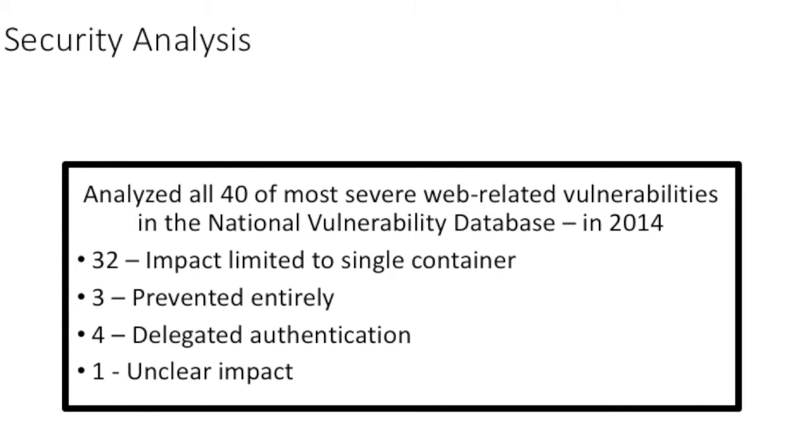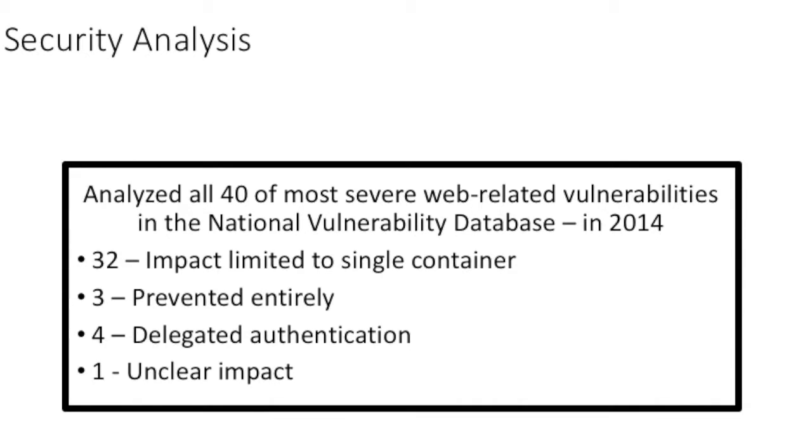To understand security, we looked at the 2014 National Vulnerability Database, which tracks software vulnerabilities. And we looked at all 40 of the server-side web software vulnerabilities that were assigned the highest severity score. This is a score assigned by the database for remotely exploitable vulnerabilities with high impact. And we manually translated each of these 40 vulnerabilities to a Radiatus architecture. And we found that for 32 of them, we limited the impact to a single container, which is what we wanted. For 3, we prevented them entirely.